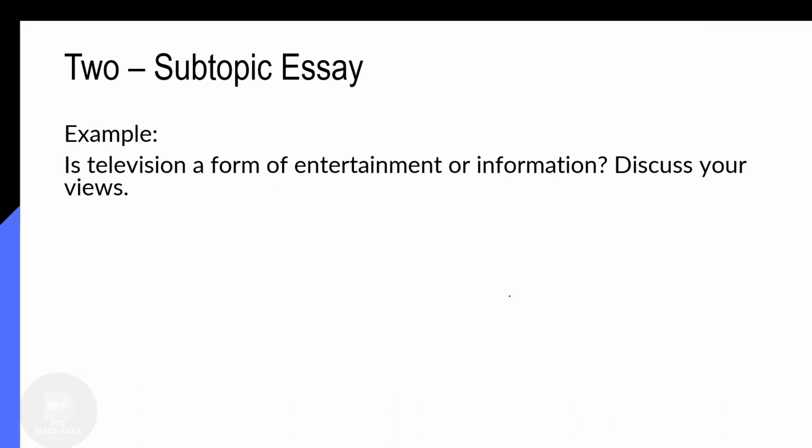An example of a two subtopic essay is here. You can see that it says, is television a form of entertainment or information? Here, the main subject is of course television, and entertainment and information are two functionalities of television. That is, in one paragraph you have to write about entertainment, and in another paragraph you have to write about information. You can write positive here, negative here, or you can make it negative here, positive here. Both are fine.